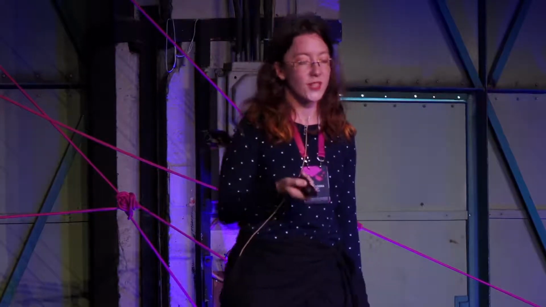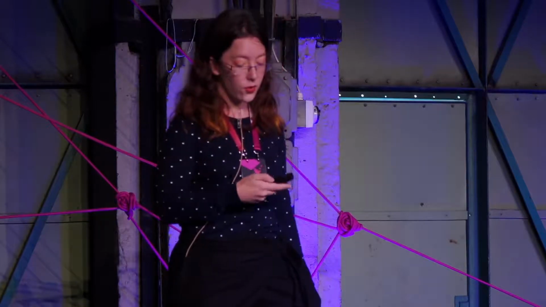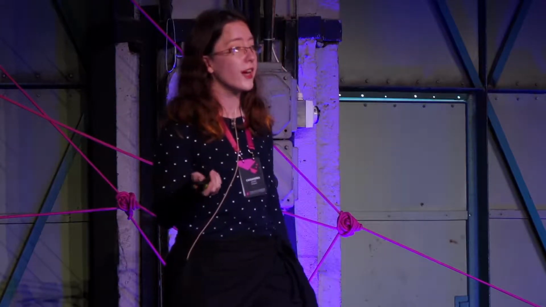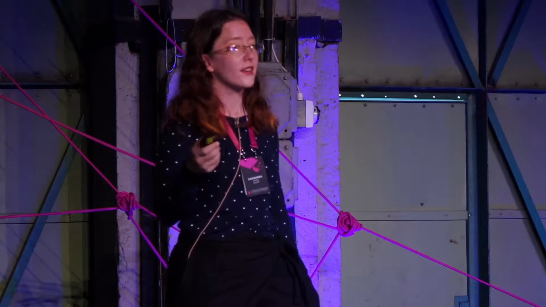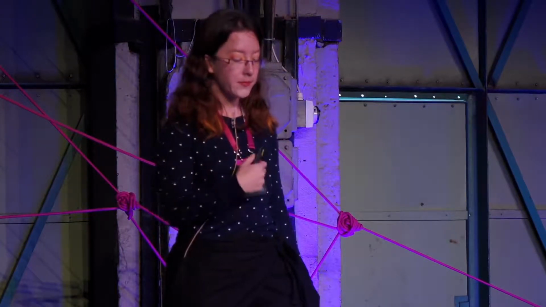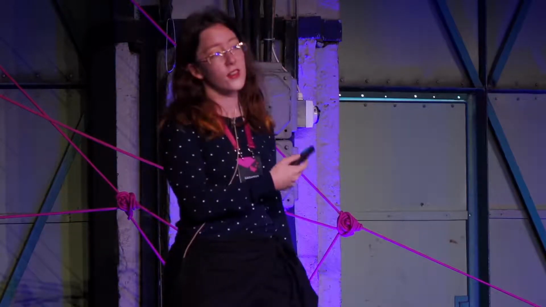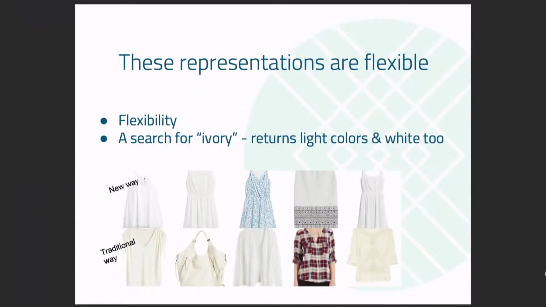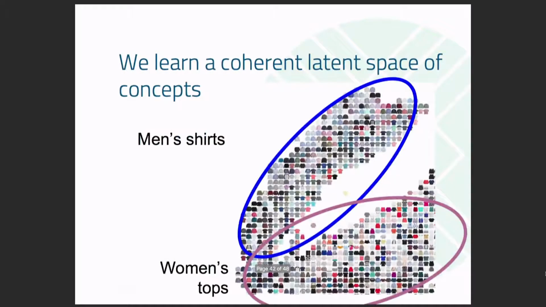Like I said, these representations that we learn are flexible. So a search for the term ivory, which is sort of an off-white, warm yellow, kind of white color, will give us mostly white things with this new way, but with the classic information retrieval approach, we'll end up getting a lot of yellow things.